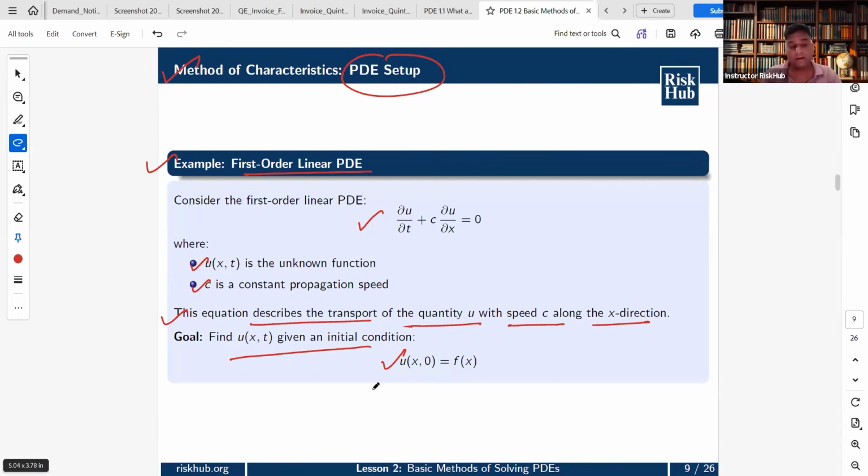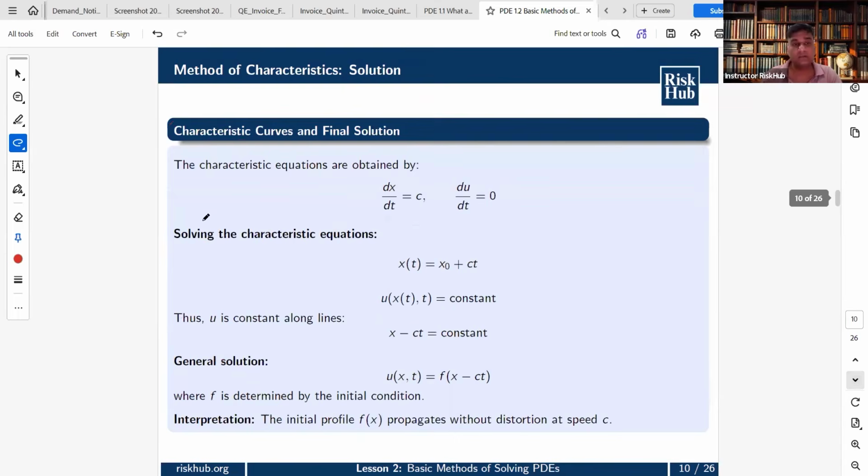Okay. Then we get into the next part, which is the method of characteristics solution. The characteristic equations are obtained from these two formulas: dx by dt is c and du by dt is 0. The first equation says the characteristic curve moves with speed c, right. The second says u is constant along that curve, right? So u(x,t) is constant, so x minus ct is constant. The general solution is u(x,t) equal to f(x minus ct), meaning the initial profile f(x) moves to the right with speed c without distortion.